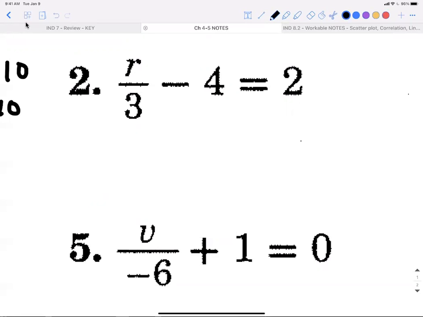Now we're ready for our wall. All right, this is where we start doing things on both sides. Multiplication and division, they're the same thing. So that R and that 3, right? They're bound tight. They're in a fraction together. We're not going to mess with that till the very end, which means we're going to move that 4 first. So plus 4, plus 4.